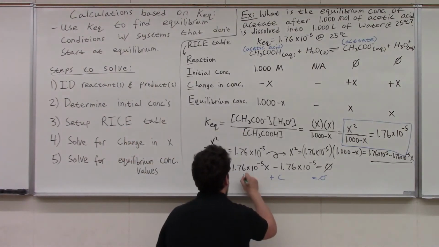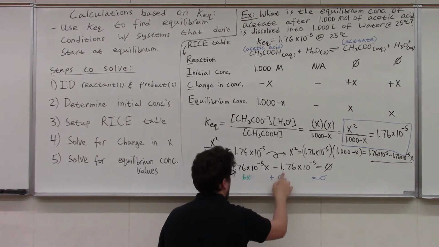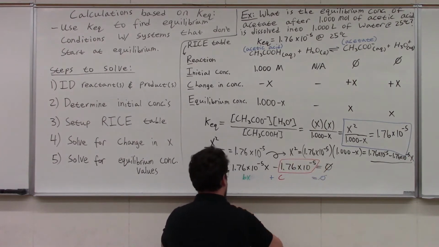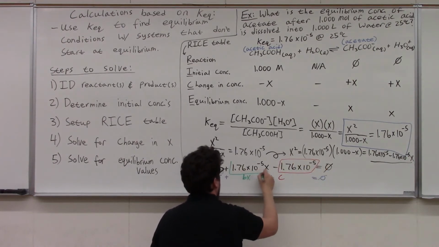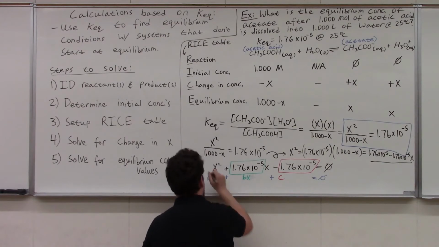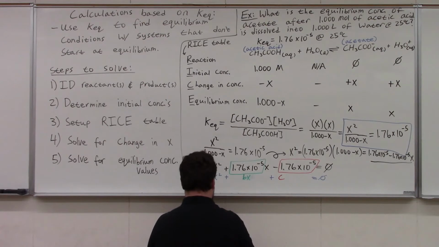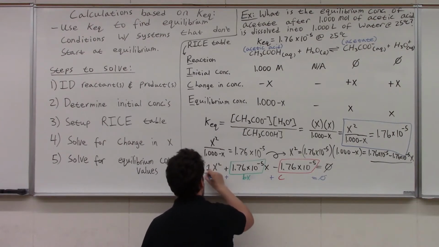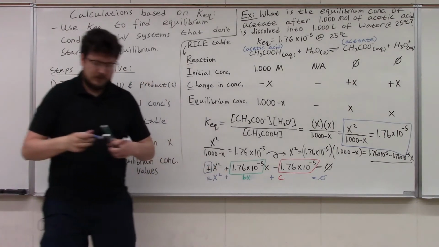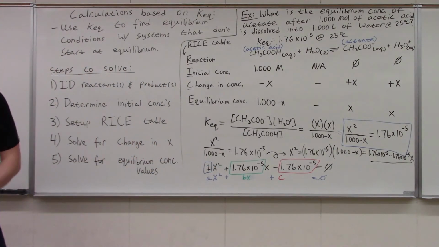So we'll go bx in green and c in red here. And so this is c. This is b, and then there's a 1 here that we're not writing because we're normally not going to do that. But all right. And 1. So a equals 1, b equals 1.76 times 10 to the minus 5.